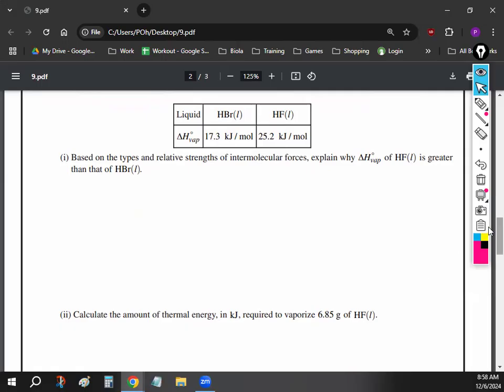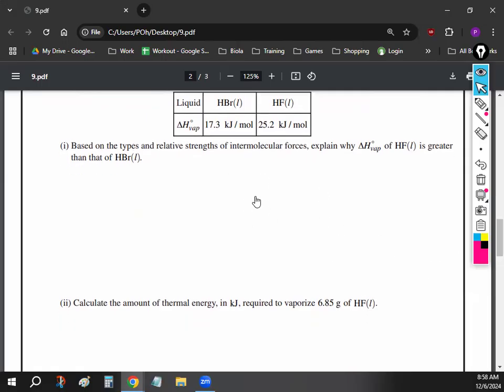grams. Okay, so I'm going to give you guys about 3 minutes to try this out. The first one is just going to be an explanation based on the intermolecular forces. And then the second part is going to be a little bit of dimensional analysis. I know we haven't done that in a while, so hopefully it's a good refresher. But I'll give you guys about 3 minutes to try those two out, and then we'll go over them together.